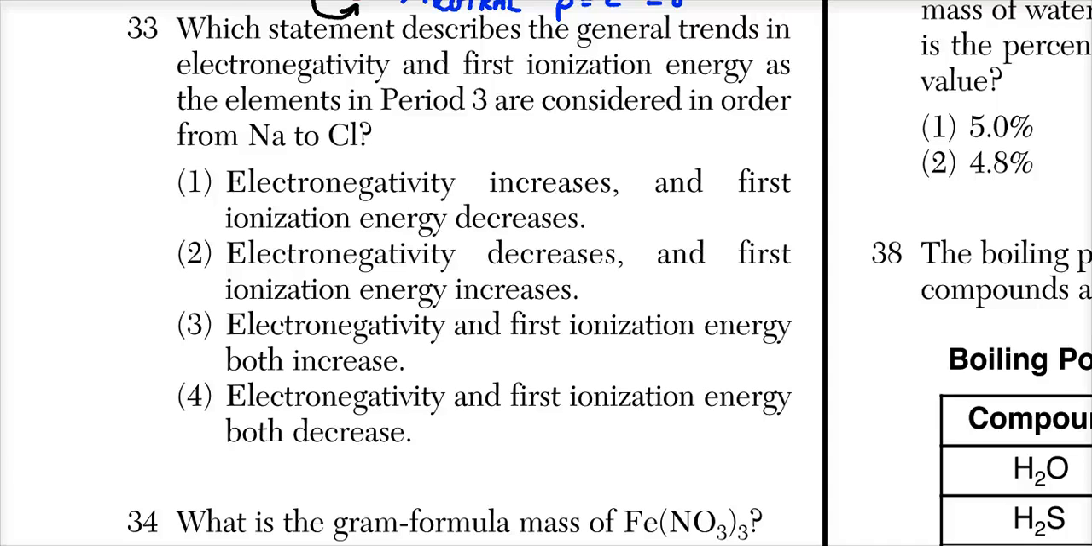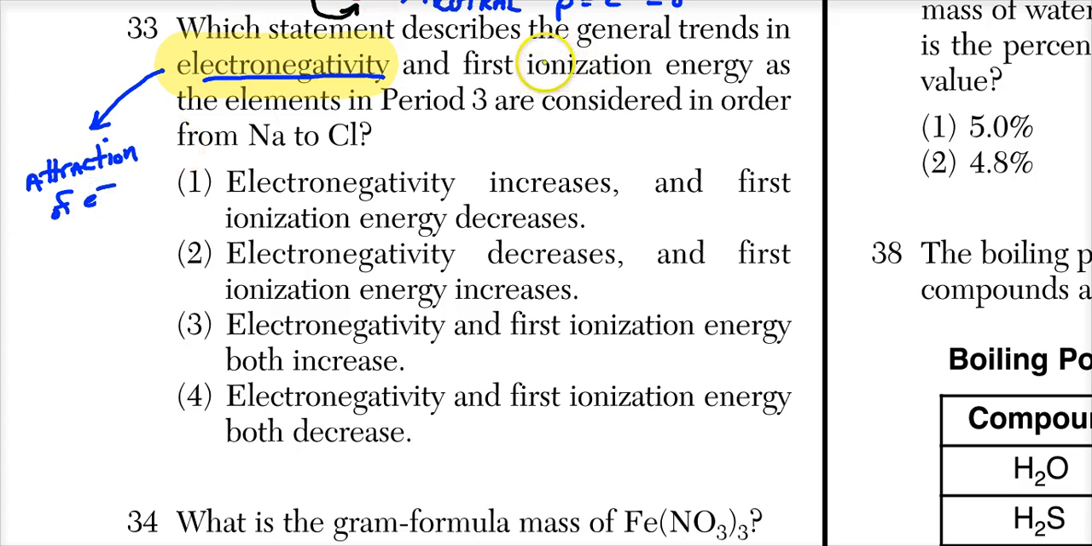Which statement describes general trends in electronegativity and first ionization energy as the elements in period 3 are considered in order from Na to Cl? Okay, so we have some things we should know. Electronegativity is that fancy word, pinky up, okay? That means what? Attraction for electrons. So this is a big word. You've got to know what this means. Attraction for electrons and bonds, actually. So attraction of electrons, we'll just keep it like that.